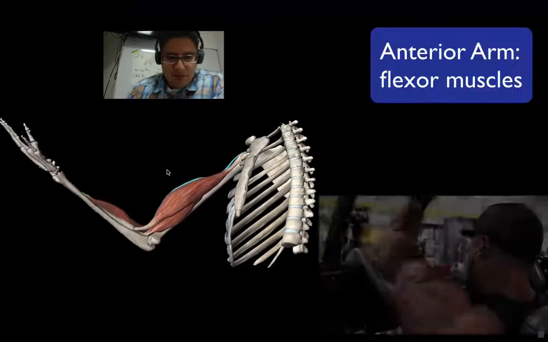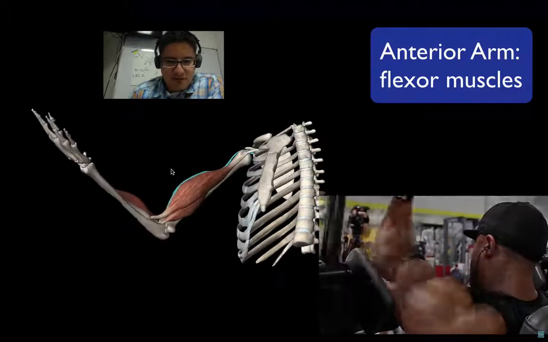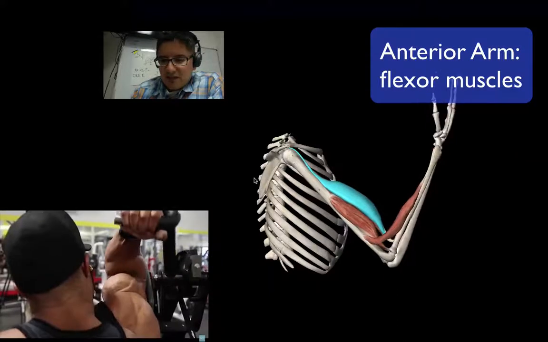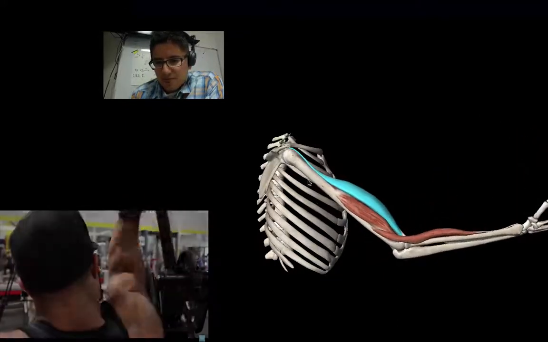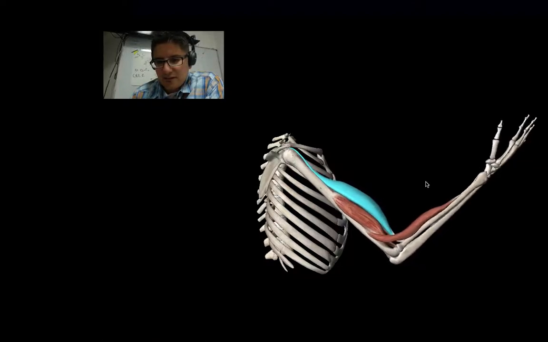Okay, so now we're dealing with the anterior portion of the arm. These are the flexor muscles. They flex. They close the angle between the radius ulna, the forearm, and your arm, your humerus. Okay, so you'll notice that they close the angle.